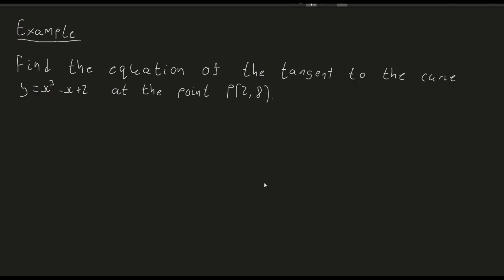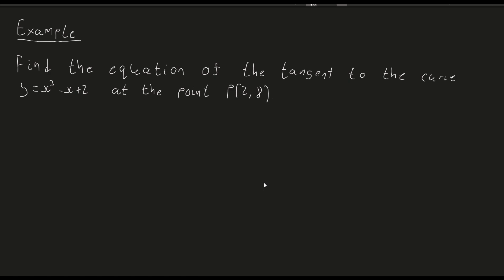So here I have an example again. We have: find the equation of the tangent to the curve y equals x cubed minus x plus 2 at the point P 2, 8. You notice that this is slightly different from the previous question. The previous question was only concerned with finding the gradient of the tangent, whereas in this example we actually have to find the actual equation of the line, remembering that a tangent is simply a straight line.